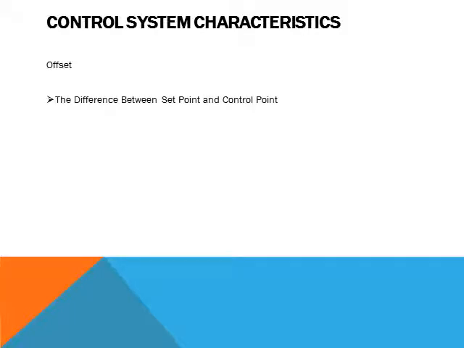Offset, the difference between set point and control point. An example would be that same thermostat trying to control 72 degrees, but our space is 74 degrees, leaving a 2-degree difference between the two. So in essence, our set point 72 degrees, control point 74 degrees, offset 2 degrees. In this case, our thermostat will try to work using the system to bring the temperature as close as it can to the set point.